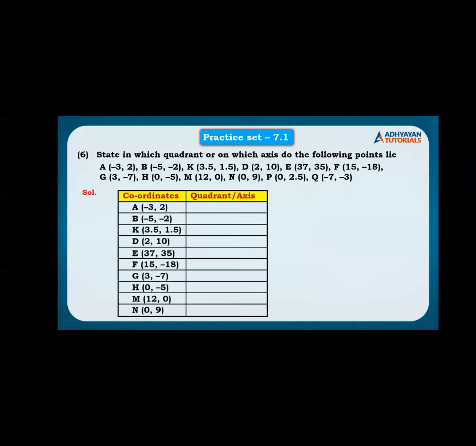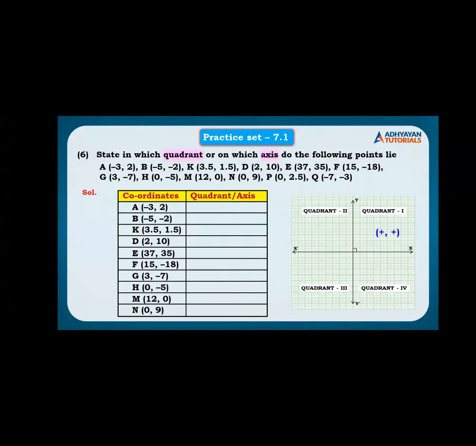There are those coordinates which I've listed. They are nothing new, but those same coordinates written here. As you can see, it is minus 3 comma 2, negative comma positive. So it has to be which quadrant? Perfect. It has to be second quadrant, right? We all know this is positive positive, negative positive, negative negative, and positive negative. So negative positive means second quadrant.